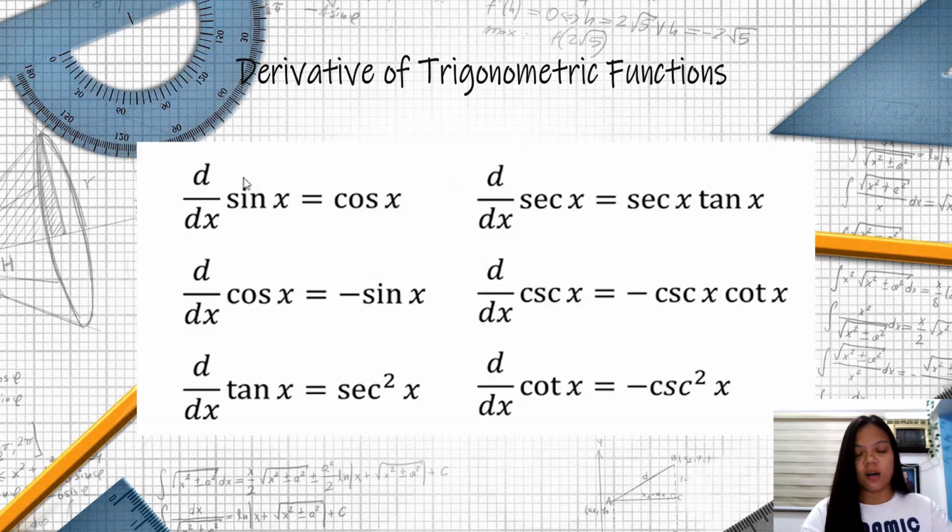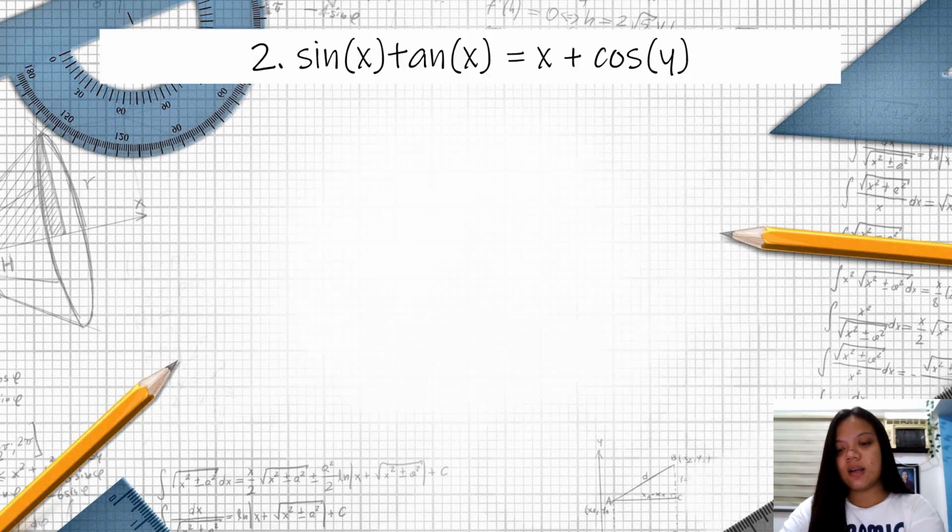I have here the formula to find the derivative of the trigonometric functions. So again, let's proceed to example number 2. To find the derivative of the implicit function y with respect to x, we can use the implicit differentiation method. This method treats y as a function of x and differentiates both sides of the equation with respect to x. So let's find out.